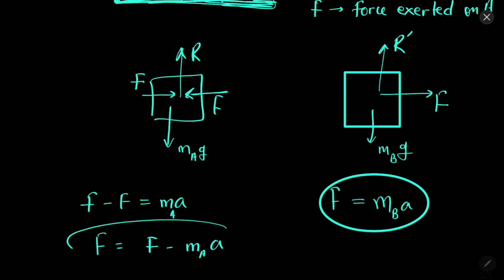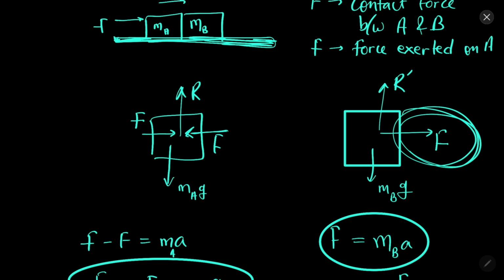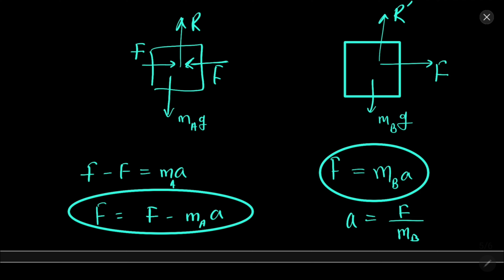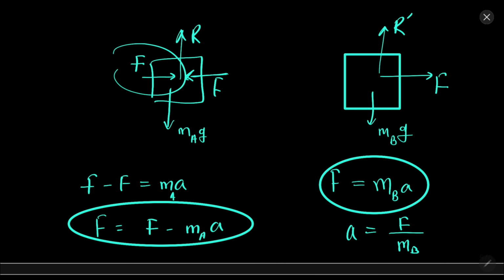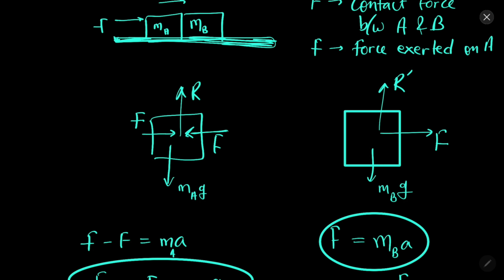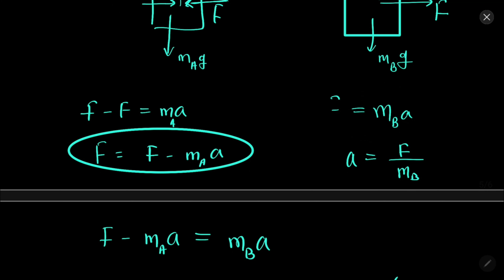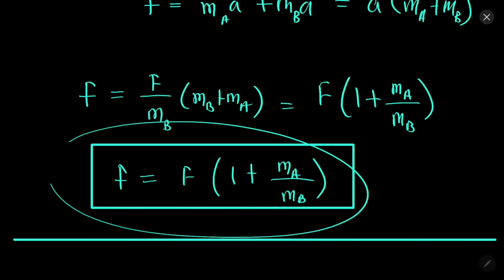So let's again quickly summarize what we have done. On object A, this is the force applied by the experimenter and this is the contact force by B. And on object B, this is the contact force applied by object A. So here the only force is F, so F will be equal to MBA, that is the net force. And here there are two forces, f minus F, so it will give you the net force MAA. Remember, when we have motion, then the net force is not 0, it will be MA. Now after that, using these two equations, we have found that small f is equal to this much.